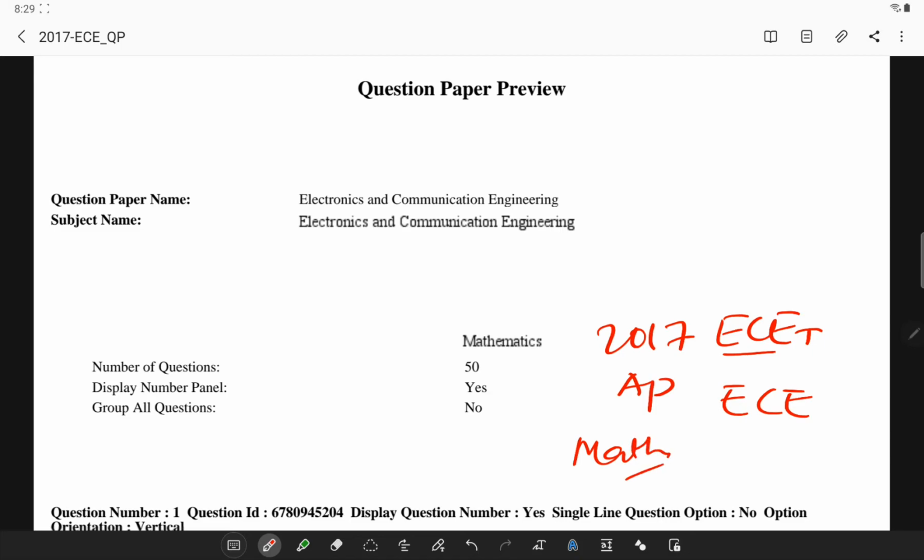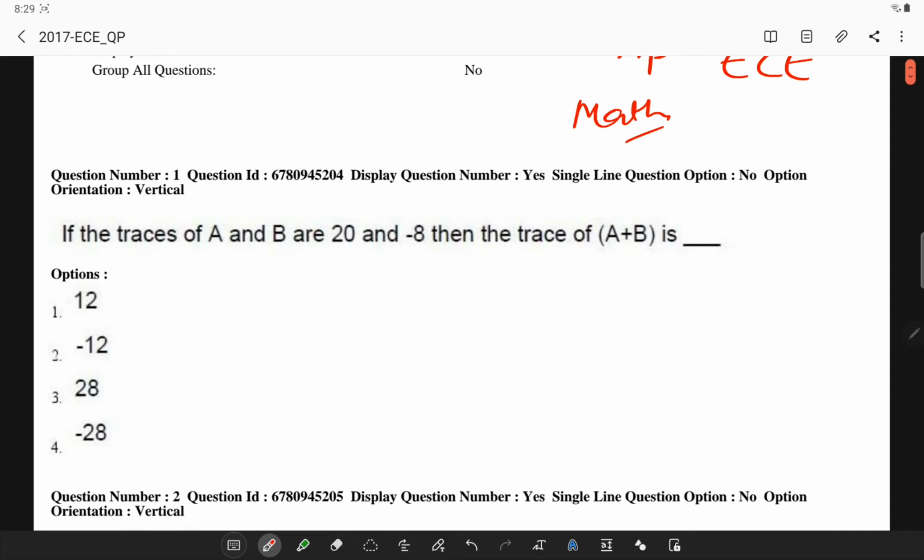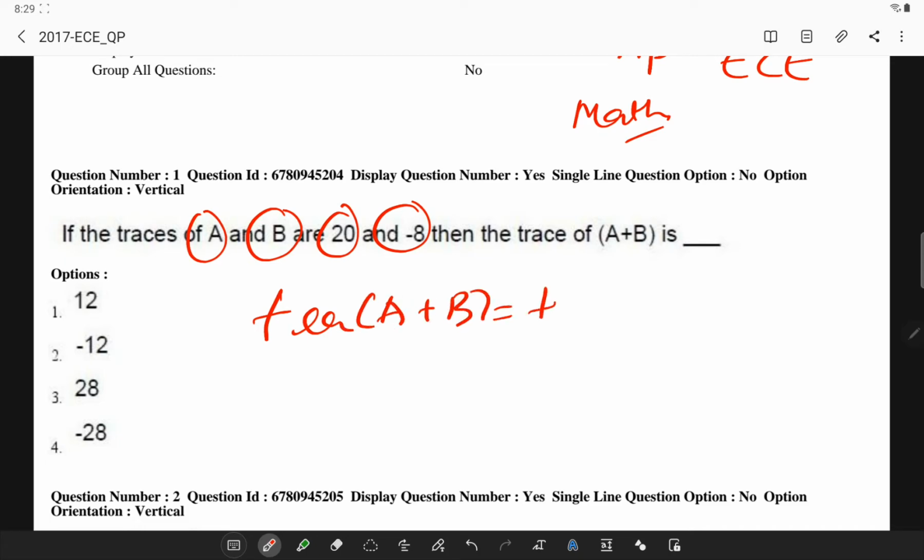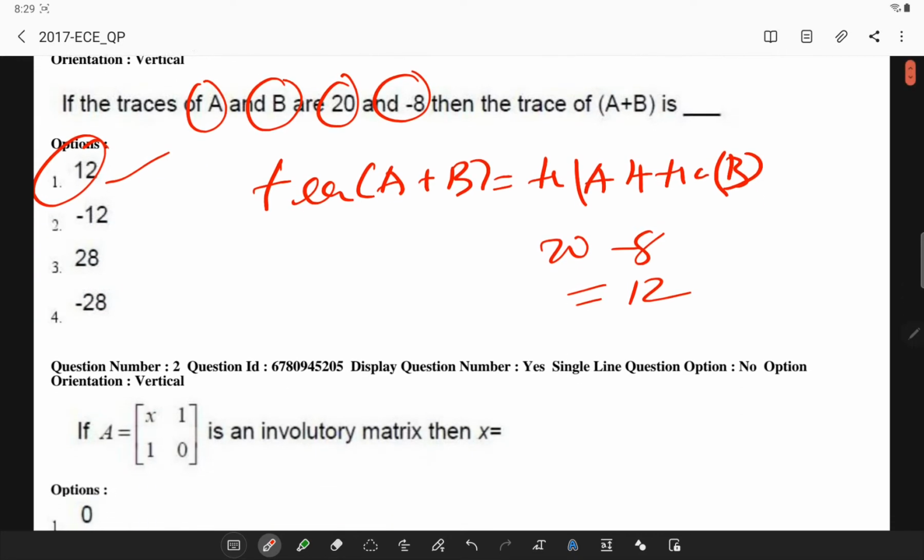Okay, so first question. If the traces of two matrices A and B are given as 20 and minus 8, then what is the value of trace of A plus B? As per the properties of matrices, trace of A plus B is simply trace A plus trace B. So here 20 minus 8 is simply 12. So 12 is your answer.